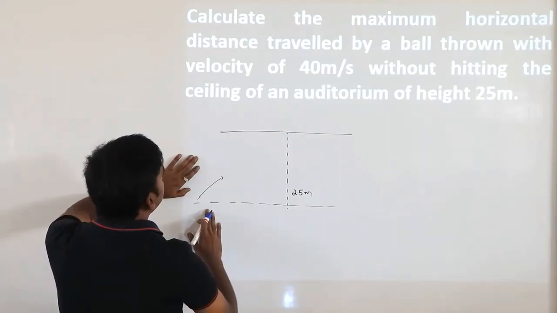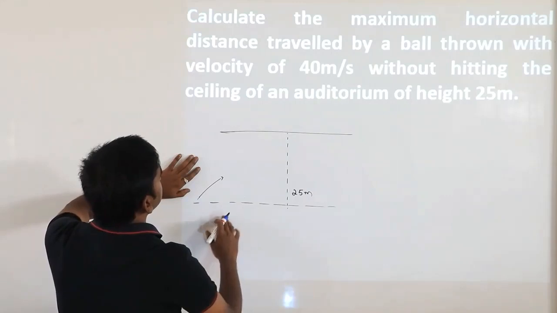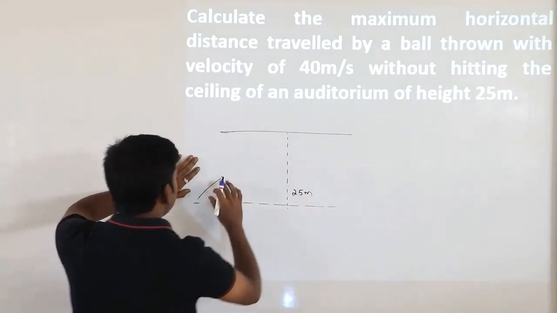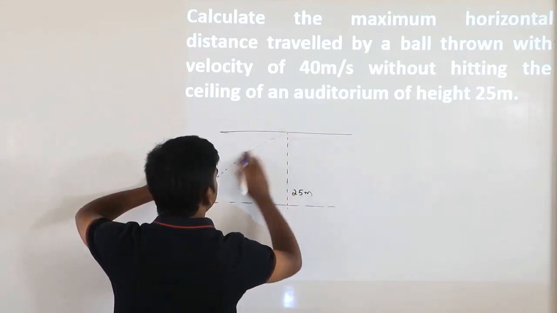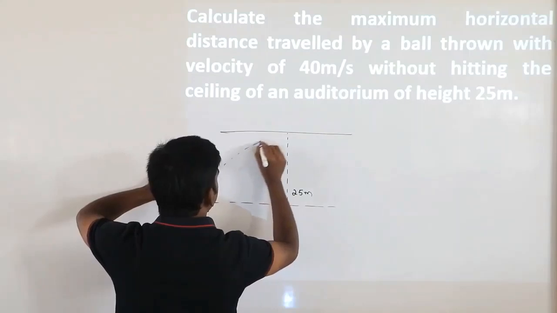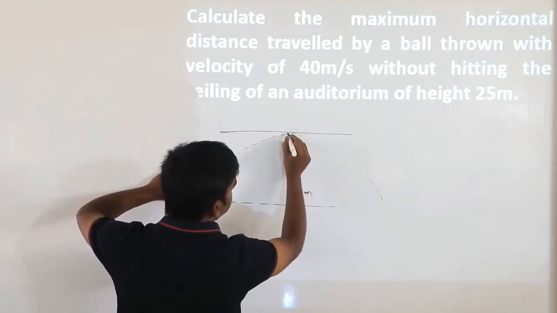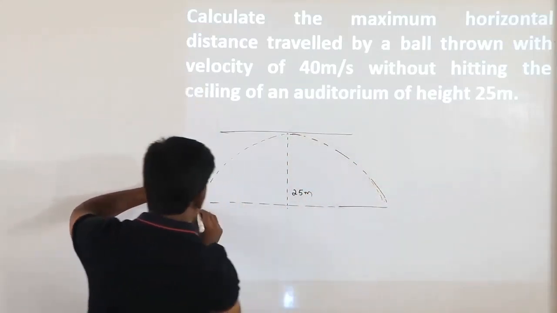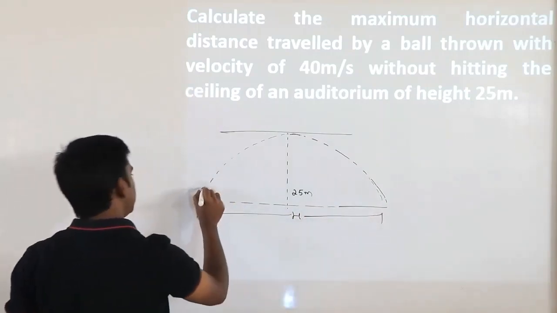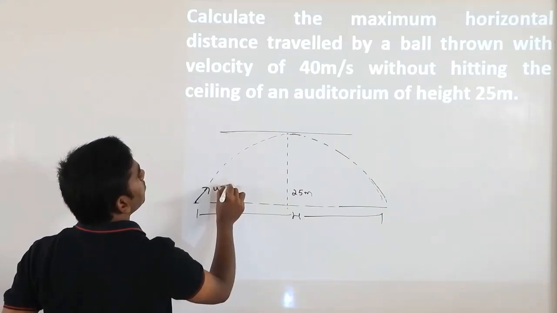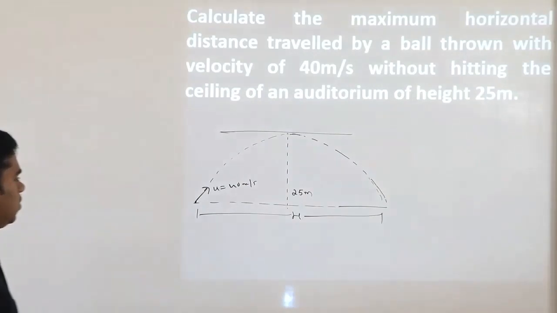What they are asking is, what will be the maximum horizontal distance traveled by the ball without hitting the ceiling. Okay, so you have to throw the ball in such a way that it should not hit the ceiling. Means the maximum height should be 25 meter. It should not be more than 25 meters. So if you throw like that, what is the maximum horizontal distance they are asking? Okay, so it is thrown with a velocity of 40 meter per second.